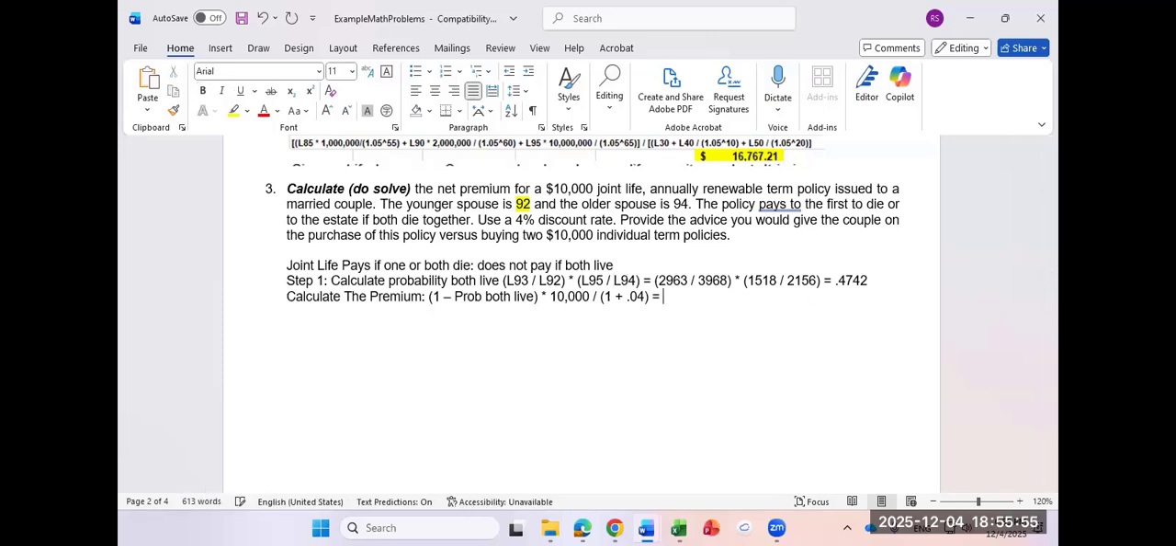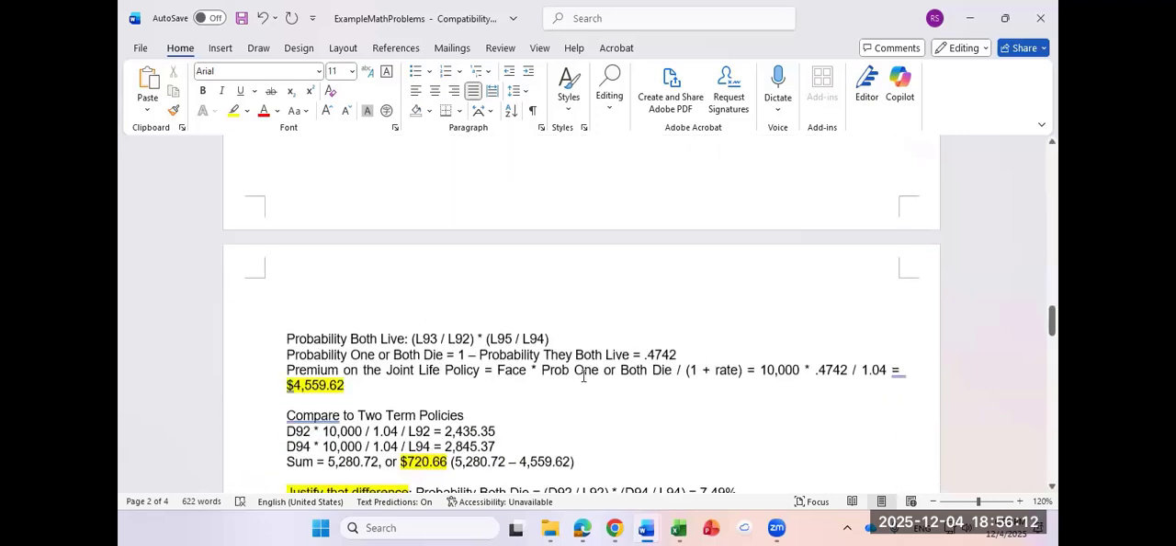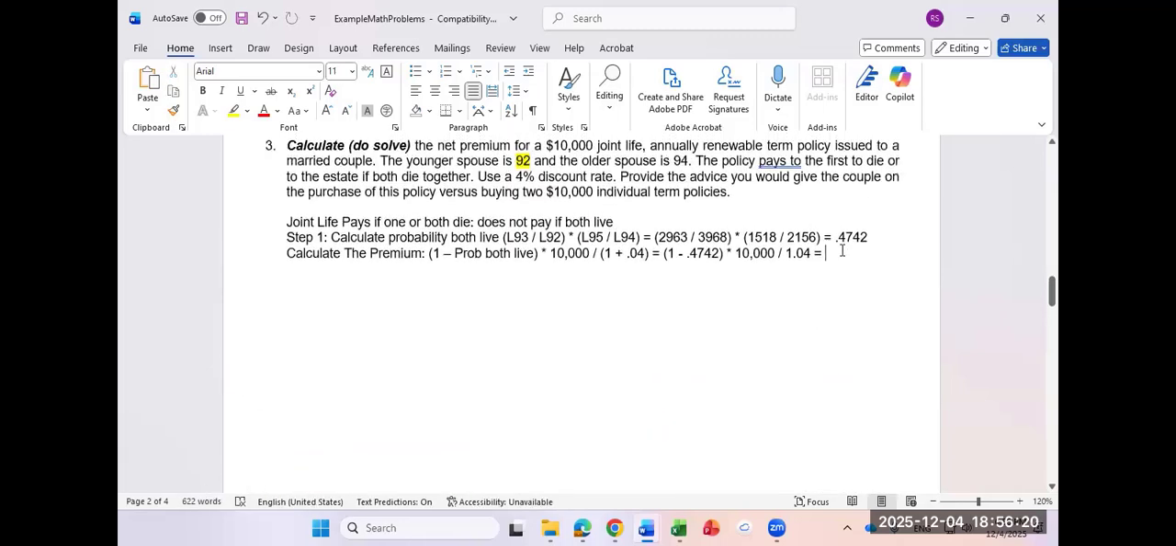So in this case, we have 1 minus 0.4742 times 10,000, divided by 1.04. That's going to equal 45.9262. All right, that's half the problem. So we calculate the premium. There it is. There's the premium.